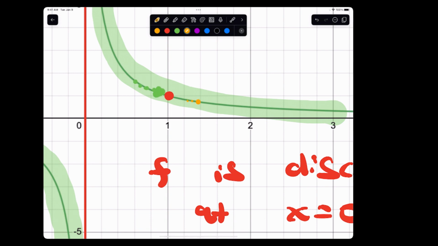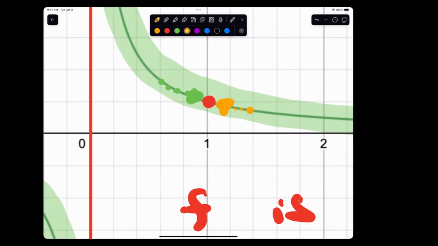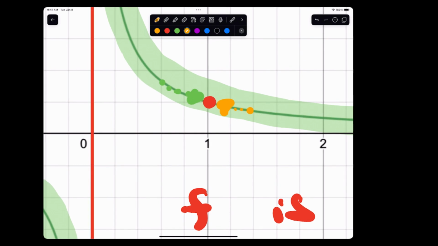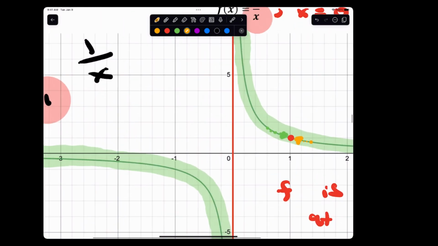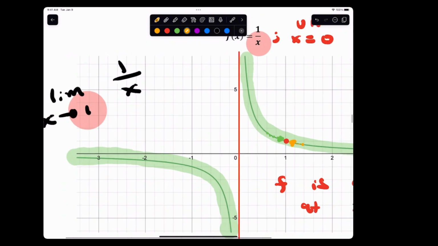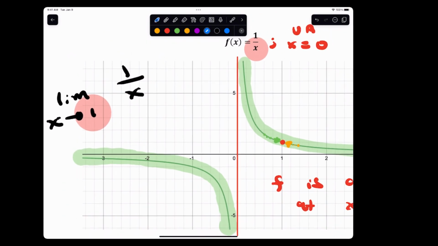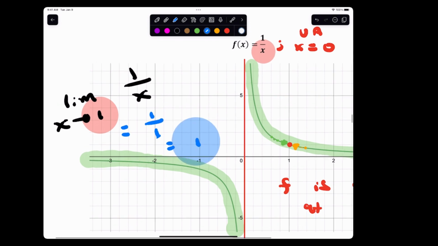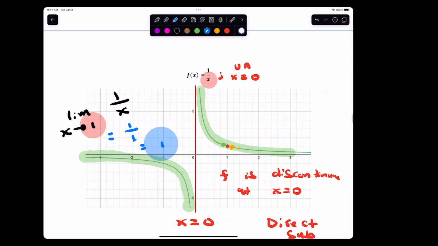But my point to you guys is this. Okay, the left-handed limit equals the right-handed limit around 1, but it's not happening around what? 0. It's a different question. So here, we can say 1 over 1, which is what number? 1. So you could use direct substitution for a rational function with a vertical asymptote. You just can't use it at the vertical asymptote. You could use it everywhere else, though.